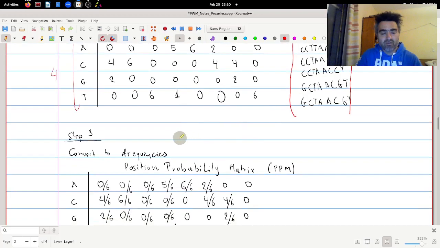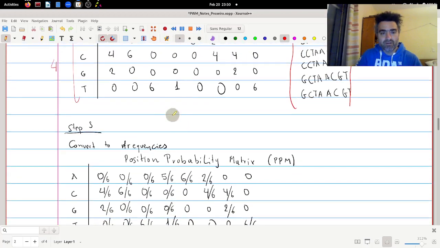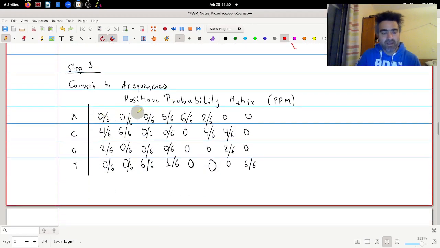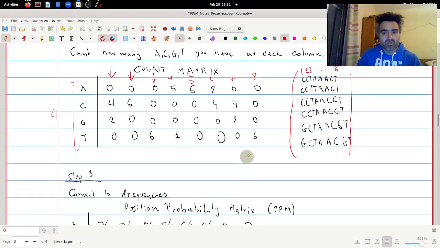Now the next step is to convert this count matrix to frequencies. This is a very simple step because we just divide each number by the sum of the column. So the sum of this column is 6, we divide everything by 6. In fact, everything is 6 here, so we could just divide everything by 6, but we should not do that.